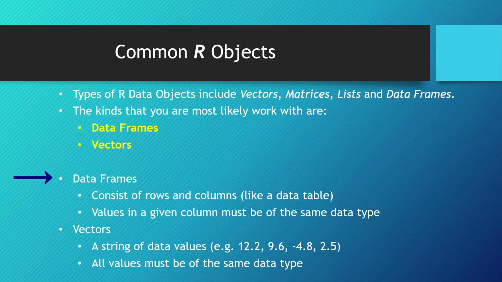Data frames consist of rows and columns, as in a table of data that you might import, or like the egg carton in the previous slide. Values in a given column must be of the same mode: numeric, integers, complex numbers, logical values, or characters. Vectors are a one-dimensional string of data values, all of which must be of the same mode.